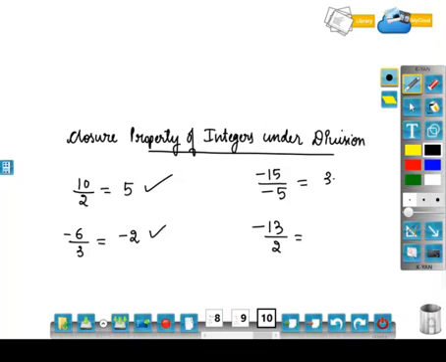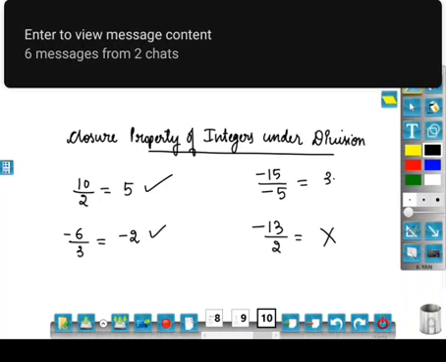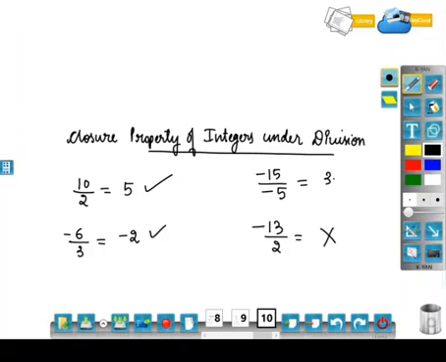Now, let's take another example, minus 13 divided by 2. Is it possible to divide? No. On dividing, you will get a mixed fraction. So here, it is not possible to divide minus 13 by 2 exactly. You will get minus 6.5. But is minus 6.5 an integer? Is our answer coming as an integer? No. So obviously that answer is not going to come under integers. That's why integers are not closed under division.